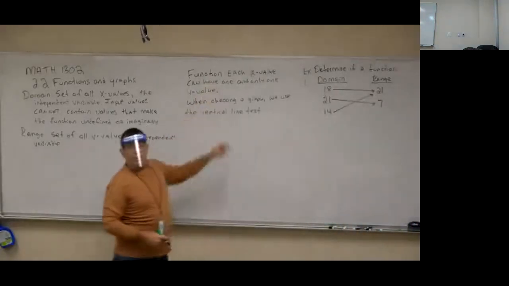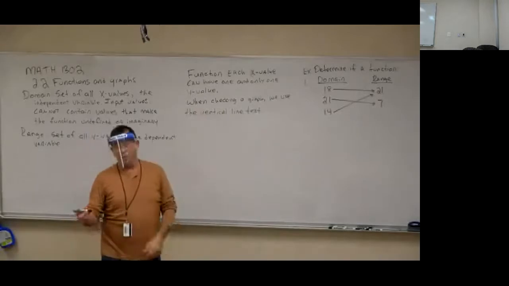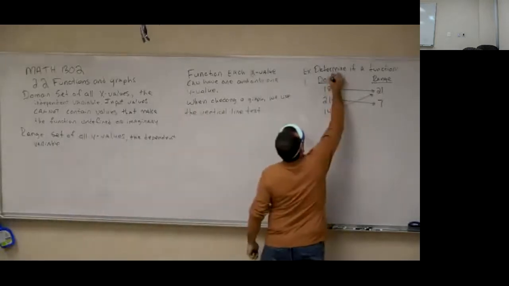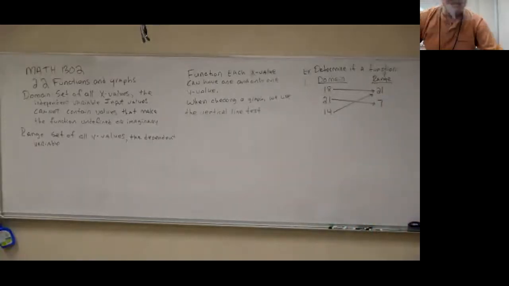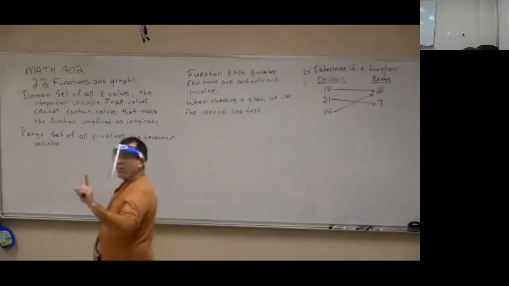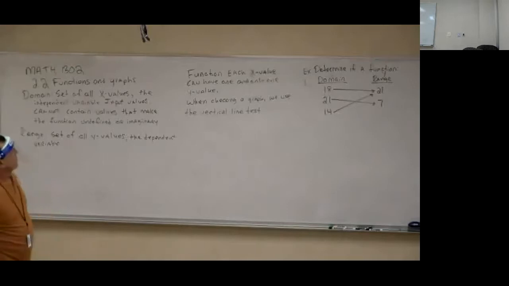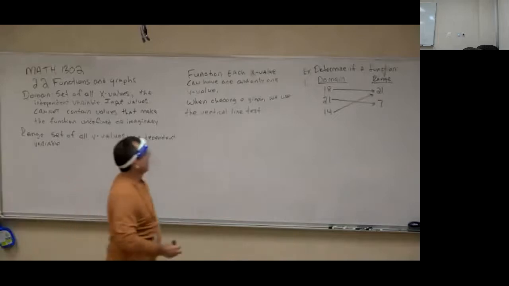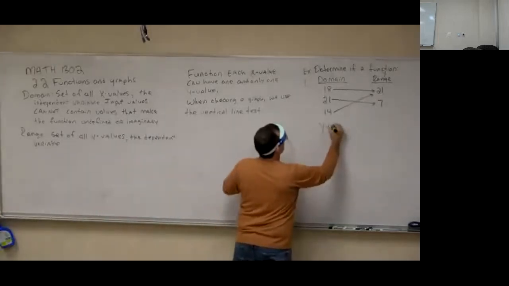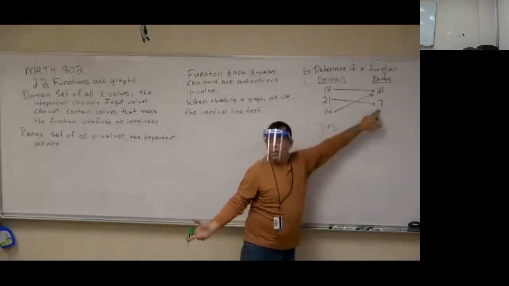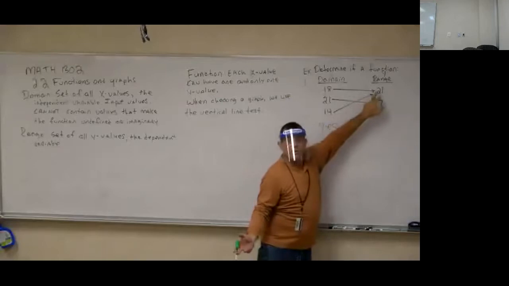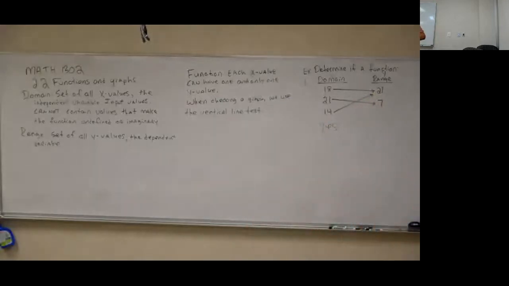So remember, for that to be a function, each of these x values, which is my domain, so that'd be your x, y. Each of those x's can have only one y value going to. So is that a function? Definitely. All right, so we look over here, 18 only goes to one number, 21 only goes to one number, and 14 only goes to one number, okay?